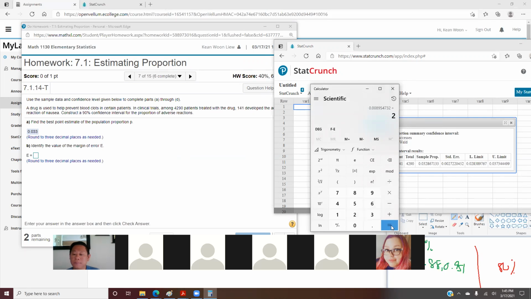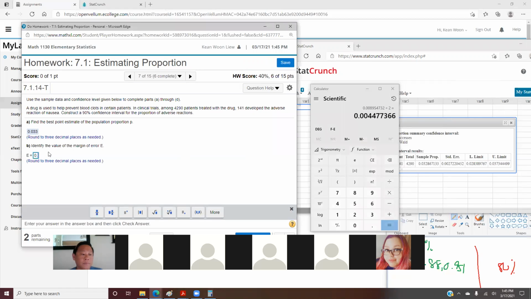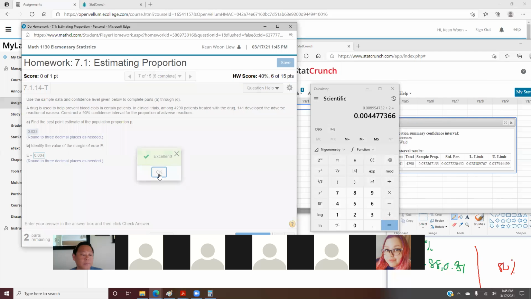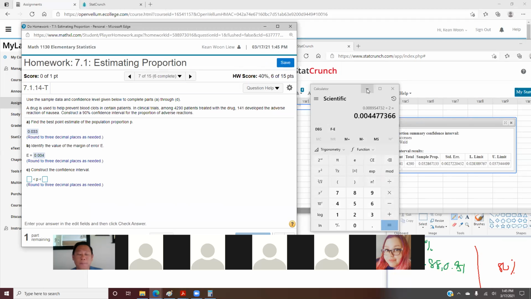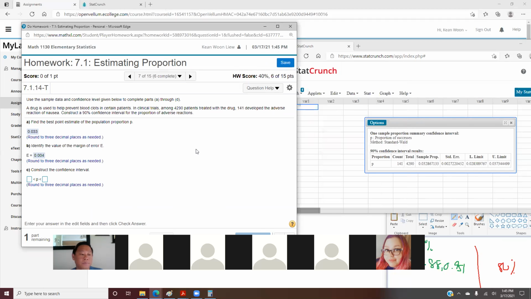Can we go and answer? 0.00447773. Yep, but I need 3 decimals. 0.004. Good. And your confidence interval in this case is already in your StatCrunch. 0.028. 0.028 in 3 decimal places. Yep. And the upper one? 0.037. Yep.